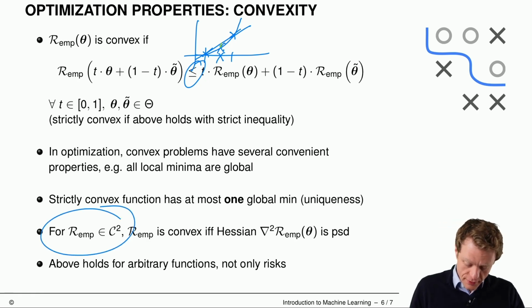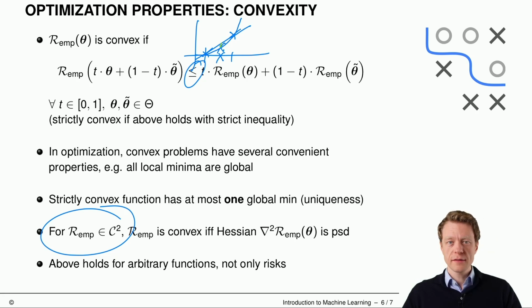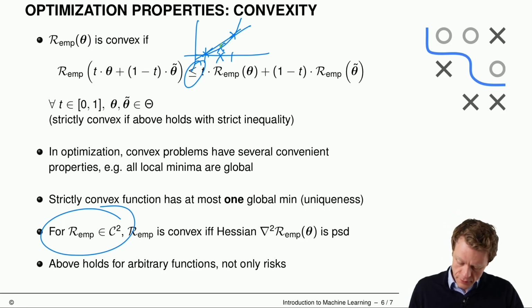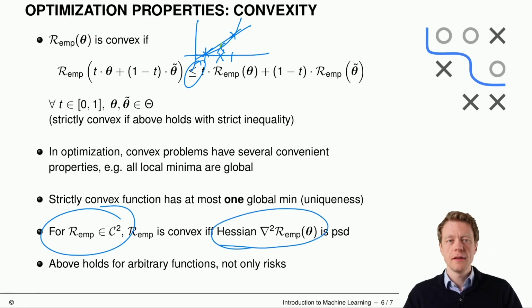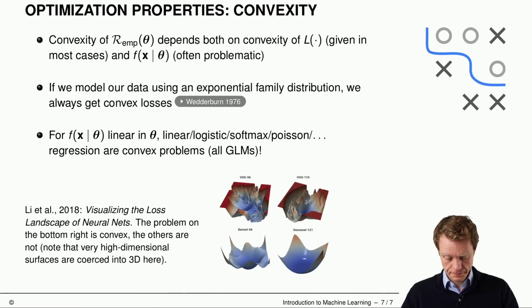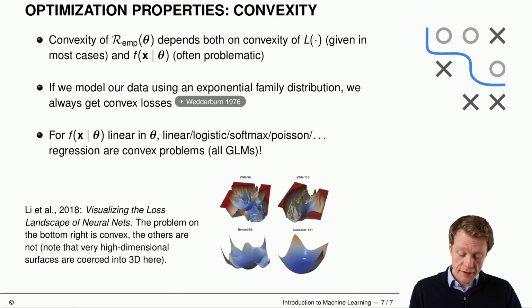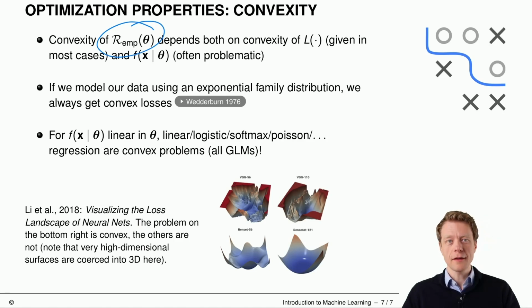We also know that if the empirical risk is twice continuously differentiable, then the empirical risk is convex if and only if the Hessian, so the second derivative in matrix notation, is positive semi-definite. And of course, all this holds for arbitrary functions, not only for risks. As already said about the smoothness, it also holds for the convexity.